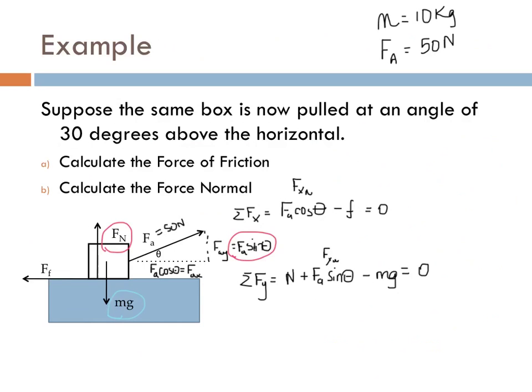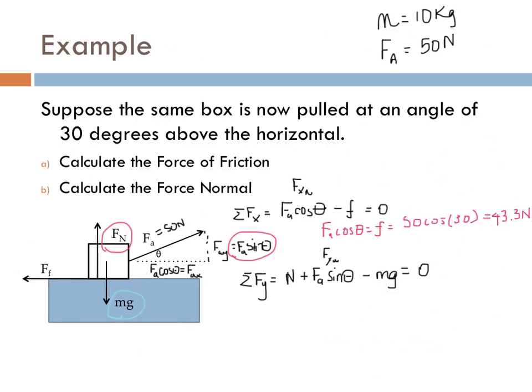So if I'm trying to solve for my force of friction, well, this simply becomes my force applied times the cosine of theta is equal to friction. So we said my force applied was 50 newtons, cosine of 30 degrees, is equal to 43.3 newtons. So that's my force of friction.